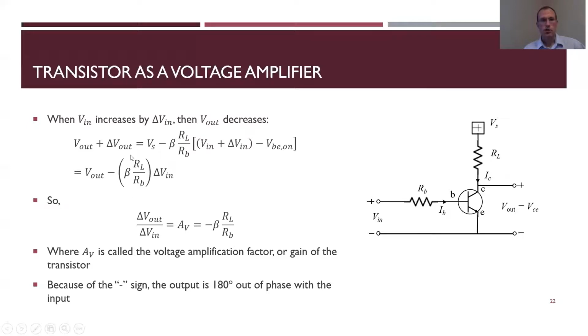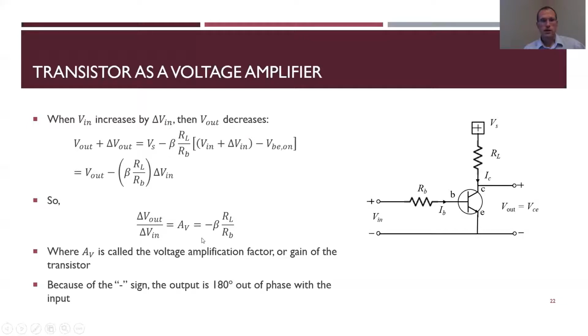So again, there's my voltage scaling factor, generally called AV, so that's delta V out over delta V in. AV is my voltage amplification factor. It's also called the gain. A lot of times this is just the gain. If you're asked for the gain of that transistor, that's what you're asking for. And again, it's just beta times RL over RB.